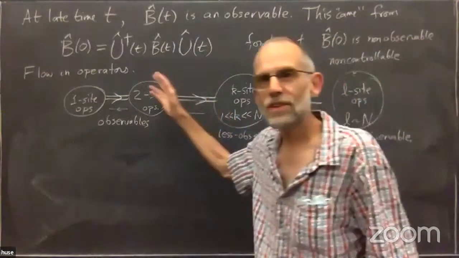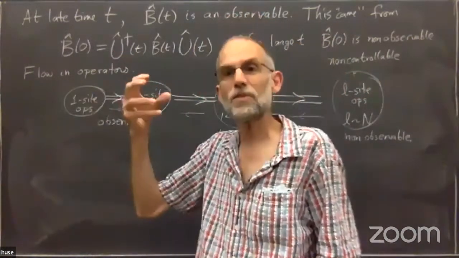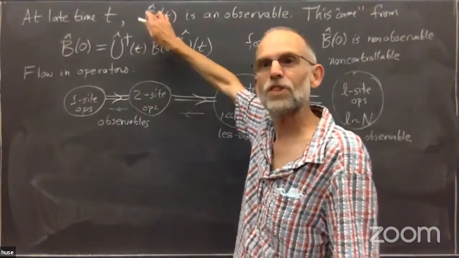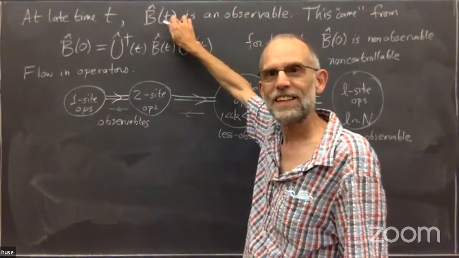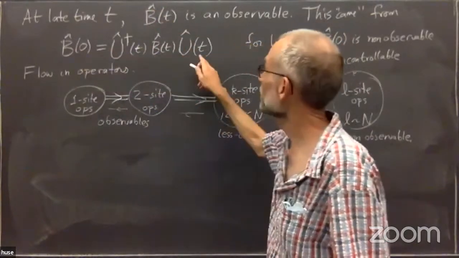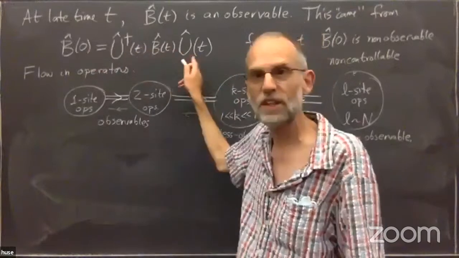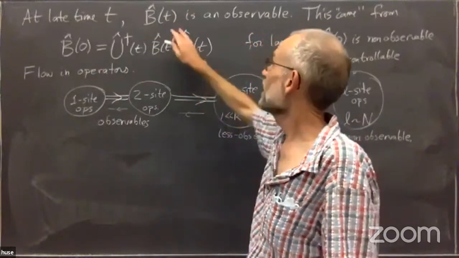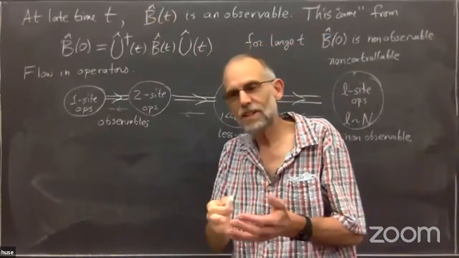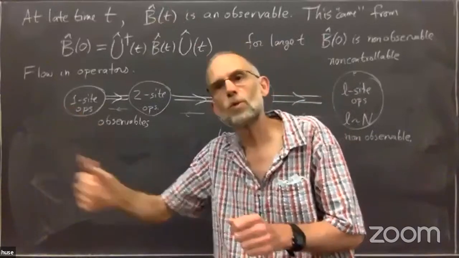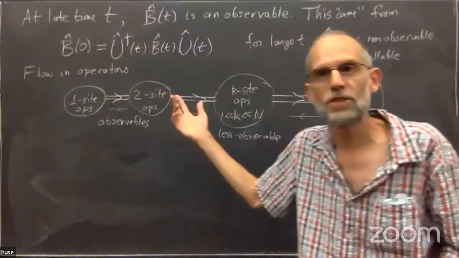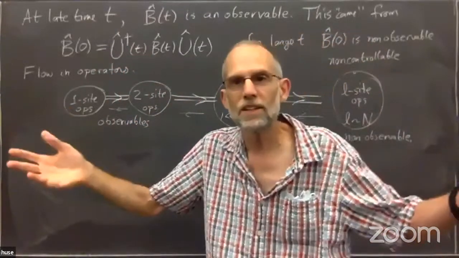So if we look at the evolution of a particular operator like this one, which is an observable at time t, it will be evolving with time according to this equation. This is just one example, but it evolves with time. At times near time t, it's an observable, right? But as I move away from t, either forward or backward in time, that operator spreads because it doesn't commute with the time evolution. It spreads to become a more and more complicated operator.